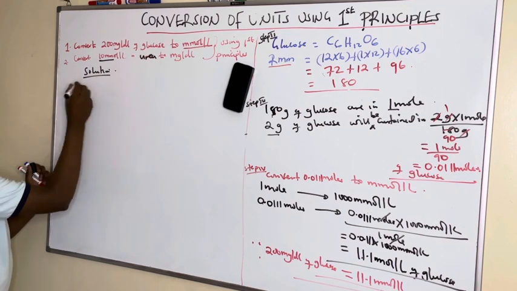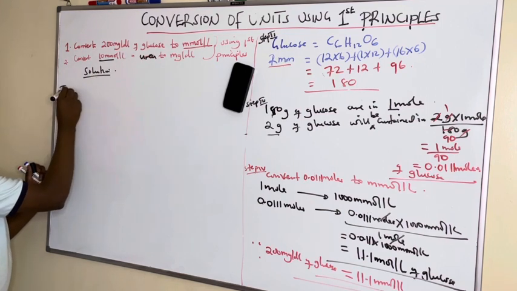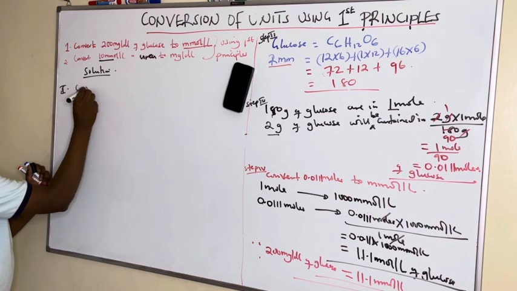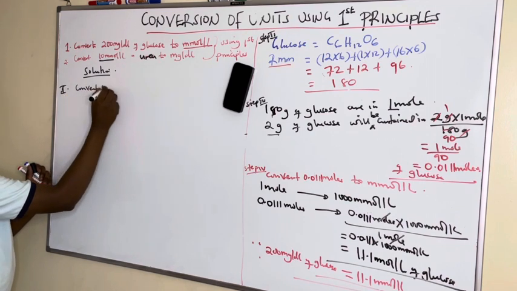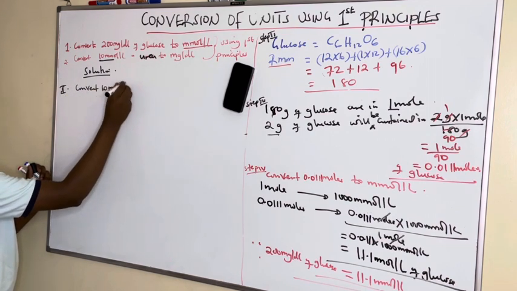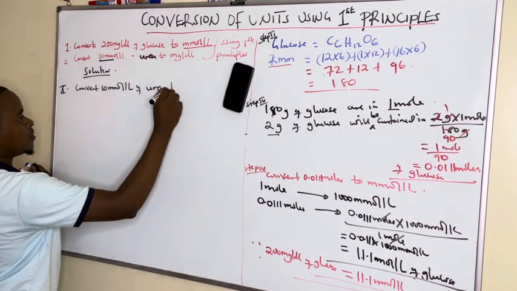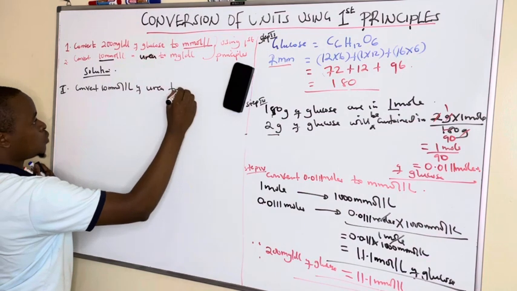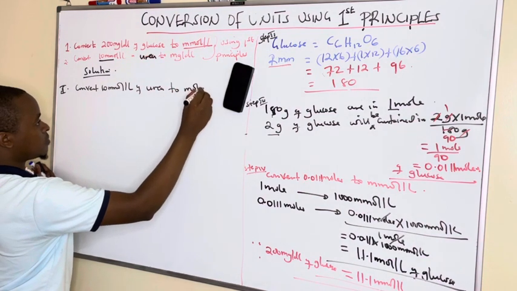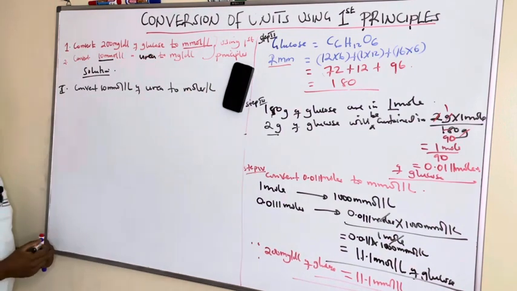The first step here, step number 1, is to convert 10 millimoles per liter of urea to moles per liter, or you can even leave it as moles.